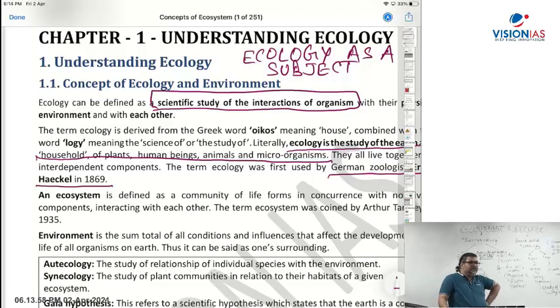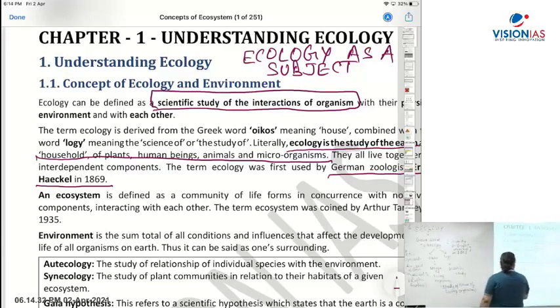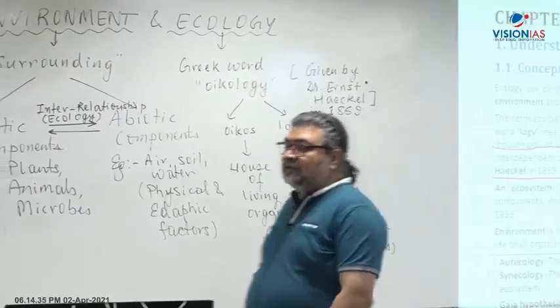This subject has become so dynamic and so important that it has brought within its scope many sub-disciplines. Many times you will come across a word called ecosystem. Sometimes we call a forest an ecosystem, grassland an ecosystem, desert an ecosystem. I'll come to the ecosystem, but let's say I have to explain this part which I have explained here.